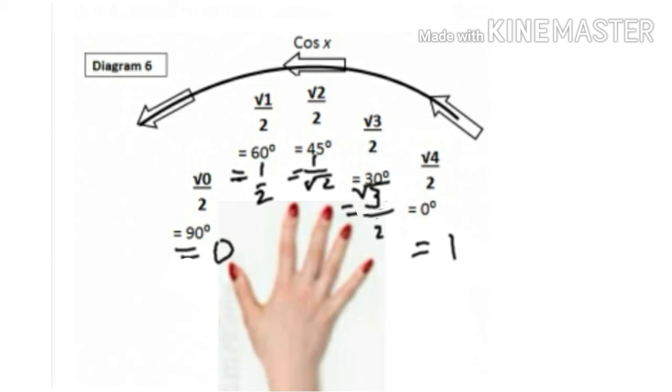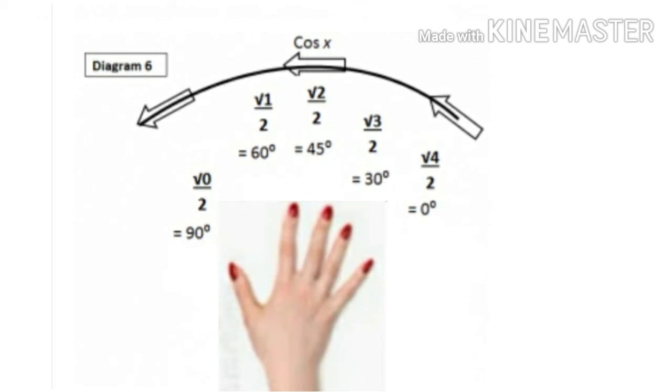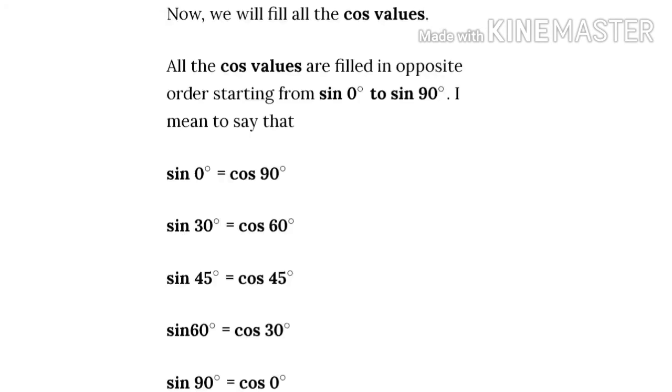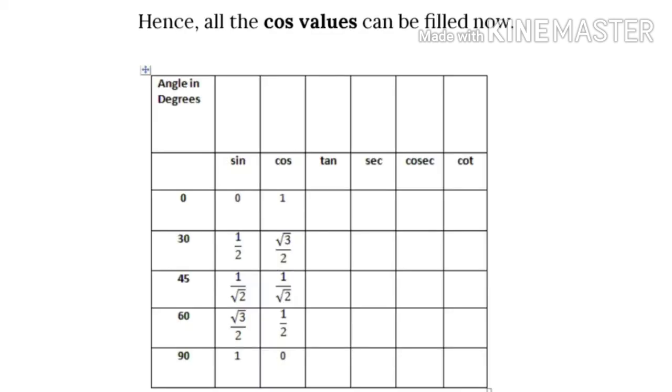Exactly right, in the opposite order of sine theta. That is, sine values and cos values are exactly complementary. You can just reverse it, or write it in the opposite order. So sine 0 degree equals cos 90 degree, sine 30 degree equals cos 60 degree, sine 45 degree remains the same as cos 45 degree, sine 60 equals cos 30, and sine 90 is equal to cos 0 degree. Okay, so all the cos values we can fill up now.